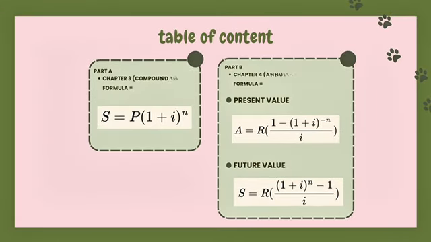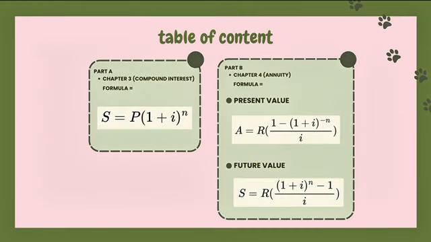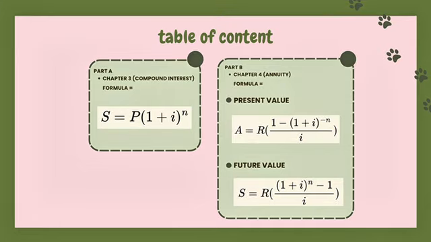So today, we will be presenting to you about two parts of the question, which is compound interest for part A and annuity for part B. For part A, we use the formula S equals P(1 + i)^n. Meanwhile, for part B, we use two formulas, which is A equals R[1 - (1 + i)^-n]/i, and also S equals R[(1 + i)^n - 1]/i. Without wasting our time, let's answer the question.